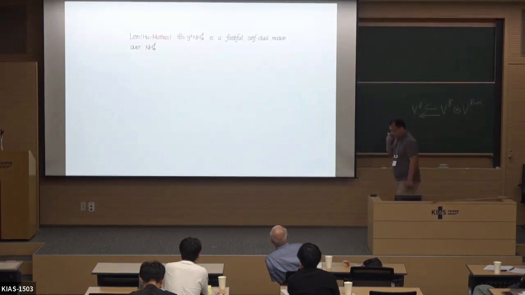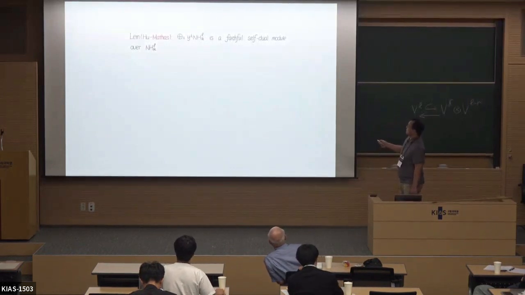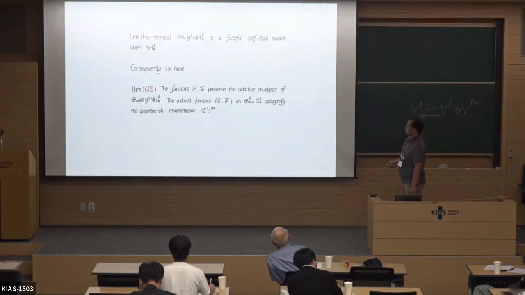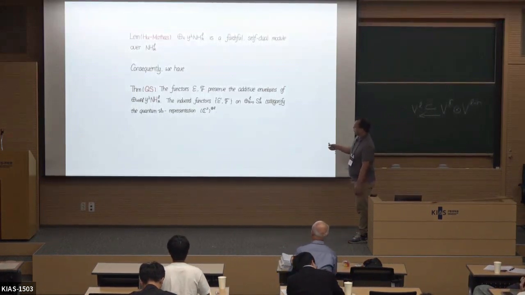All right. So a key lemma already proved in Hu and Matthias' work is that this is a faithful module, and it's actually self-dual. So the vector space dual is isomorphic to itself, and so it fits perfectly into our framework. Consequently, putting the earlier framework into this picture, for the functors E and F, all you have to check is that the functor preserves the additive envelope of this collection of modules.